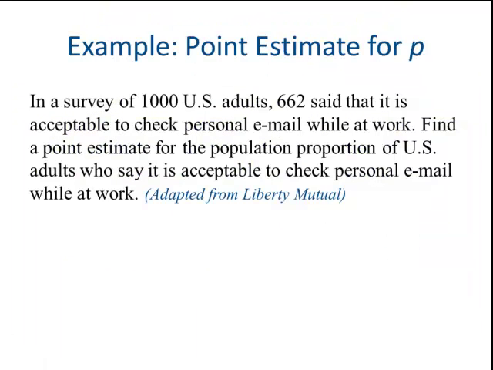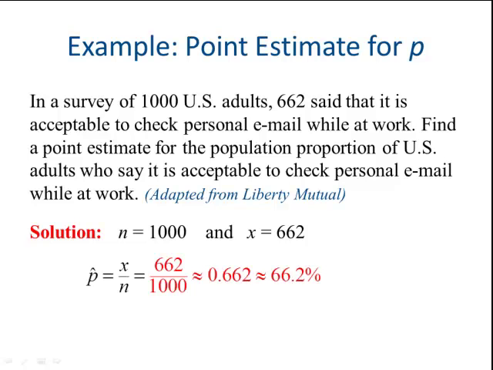In a survey of 1,000 U.S. adults, 662 said it is acceptable to check personal email while at work. Find the point estimate for the population proportion of U.S. adults who say it is acceptable to check personal email while at work. In this case, we see n is 1,000. X is how many people say it's okay, which is 662. So p hat is 662 divided by 1,000, which is 0.662, or approximately 66.2%.